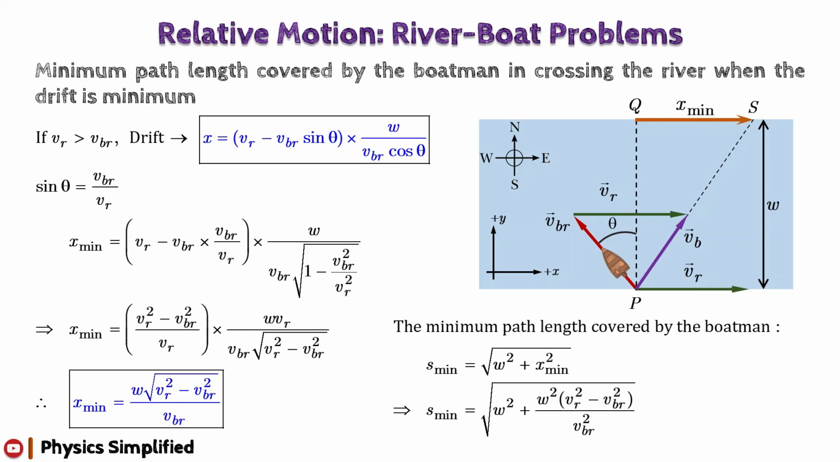x_min squared. Substituting the expression of x_min, and simplifying, the final expression of the minimum path length covered by the boatman in this case becomes s_min is equal to w times v_r divided by v_br.